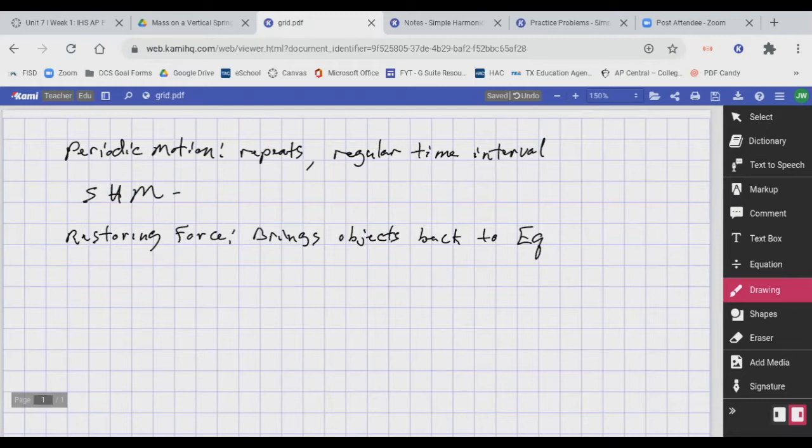So let's see what I need to write. Periodic motion in which the restoring force, ooh, did too many letters there.